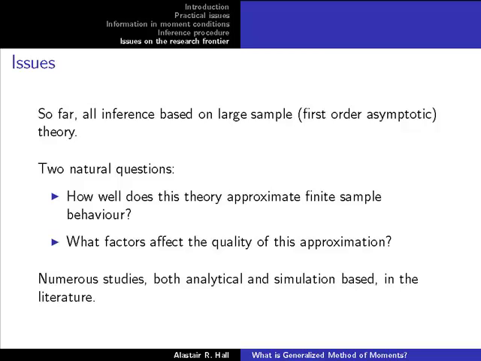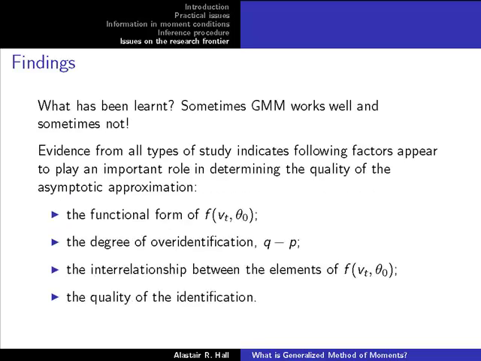of this approximation? This has been investigated a lot, both in terms of analytical studies, trying to develop higher order asymptotic theory, and also a lot of simulation-based work, just generating artificial data from structures that would fit our economic theories and seeing how well these methods perform. What can we say has been learned from this? It's not surprising. It's a kind of good news, bad news situation. Sometimes it works well, and sometimes it leaves something to be desired. What factors appear to affect the quality of this approximation?